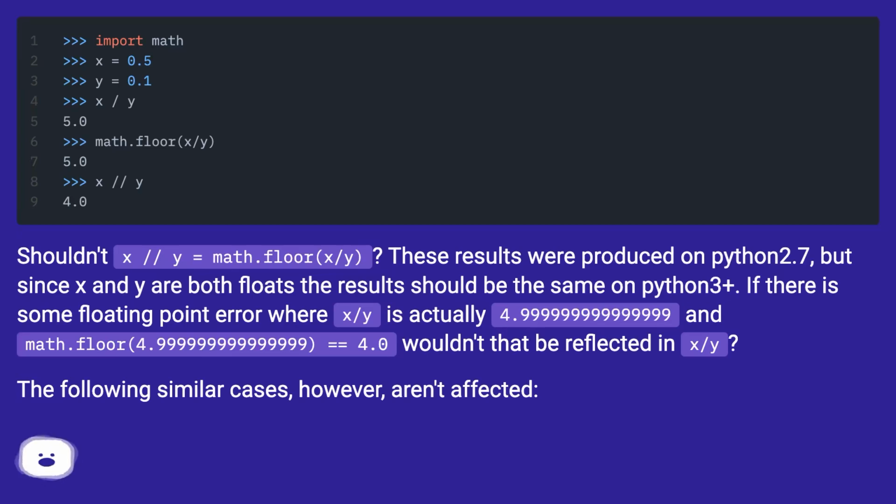If there is some floating point error where x / y is actually 4.9999999999999 and math.floor for 4.9999999999999 equals 4.0, wouldn't that be reflected in x / y? The following similar cases, however, aren't affected.